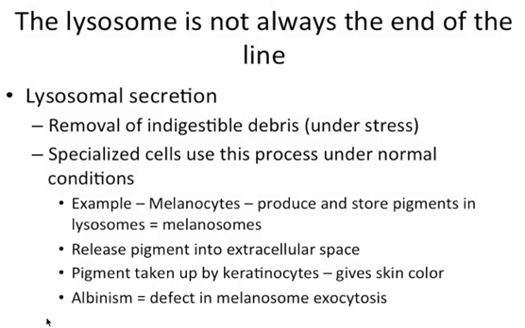But also, some cells use this under normal conditions, and that is how you get your skin color, right? So you have melanocytes that make melanin, and they store the pigments in the lysosome. And they release that pigment through lysosomal secretion into the extracellular space, and it's taken up by keratinocytes, and that's how you get your skin color. So albinism is actually a defect in the exocytosis of the melanosome. There's some interesting data for you. Yes?